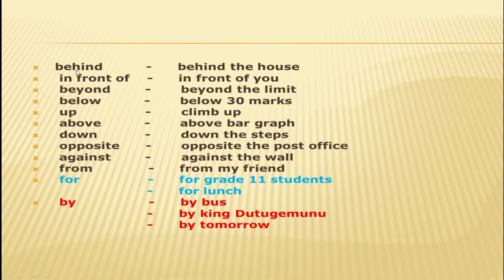Okay, good. First word here, behind. Example here, behind the house. There's a big jack tree behind the house. In front of. In front of you.